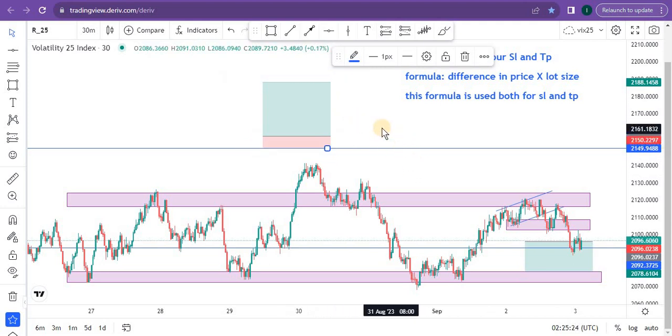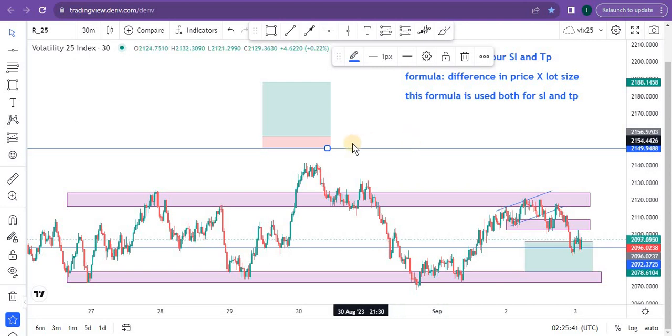And not just that. If I help you determine the level of your SL and TP, you also have to understand why I am placing the SL at this level. You have to understand it.